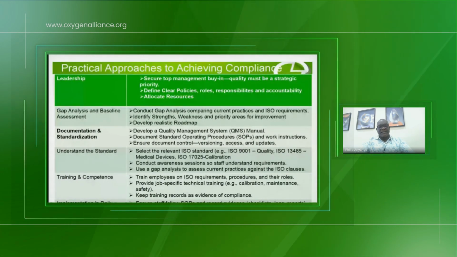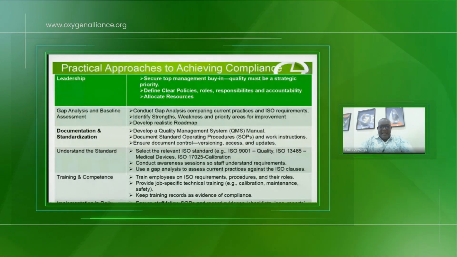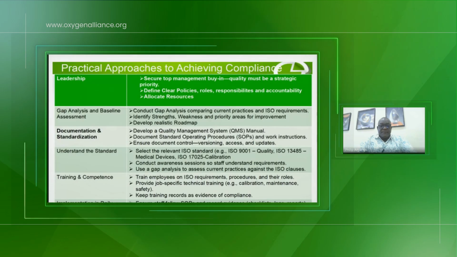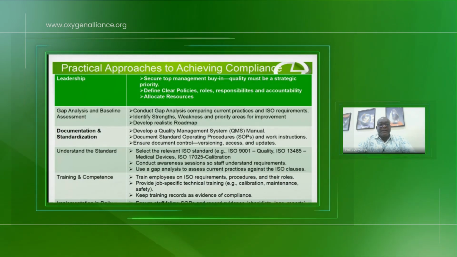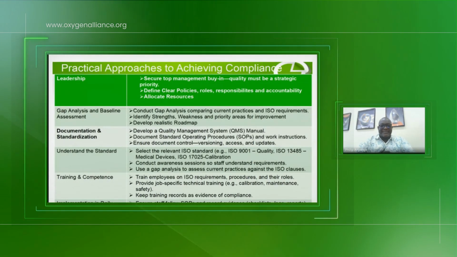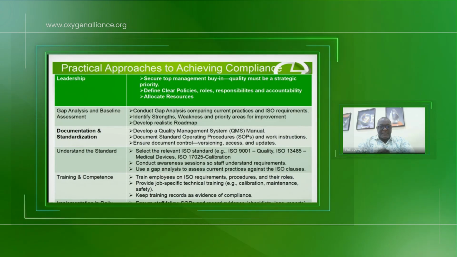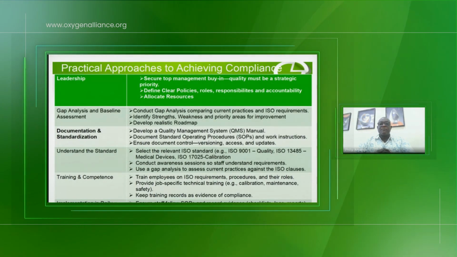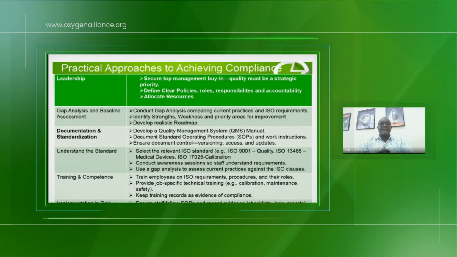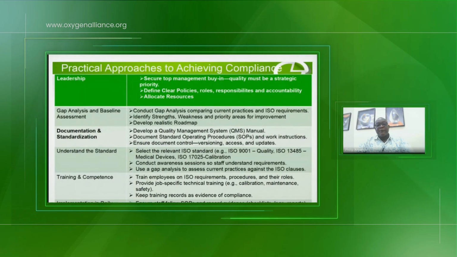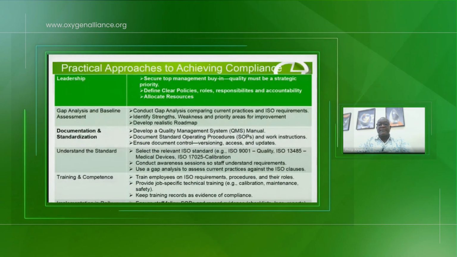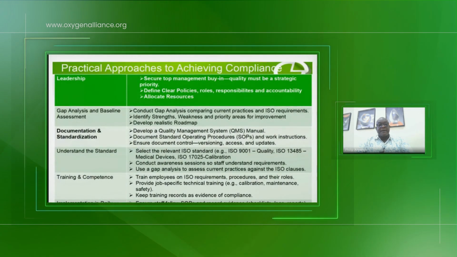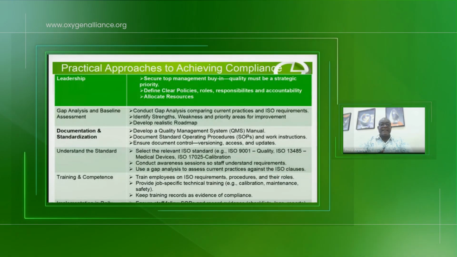Leadership. When you want to implement any ISO, call it ISO 17025, the first thing you do is secure leadership. The management must understand; you must get the support from the leadership. You secure top management buy-in. Quality must be a strategic priority. You define clear policies, roles, responsibilities, and accountability. Then you allocate resources.